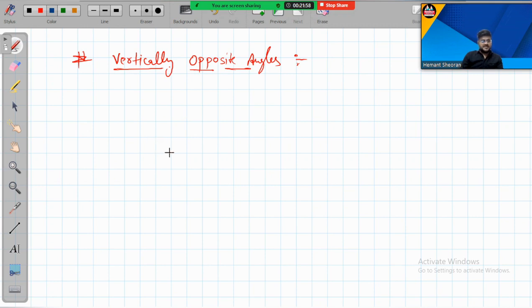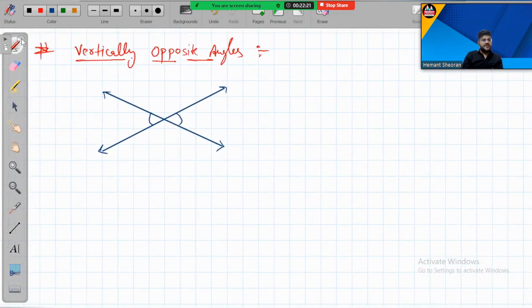Okay. Let's say this is a line, this is another line. Both the lines are crossing each other. This pair of angles is known as a vertical opposite angle. But how are you going to define it? What will be the definition? We can say that two angles are called a pair of vertical opposite angles if their arms form two pairs of opposite rays.